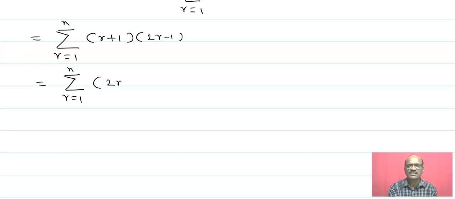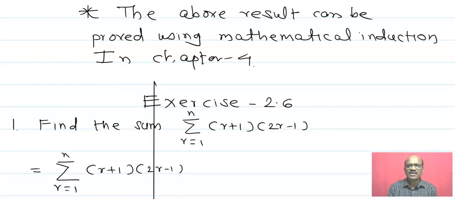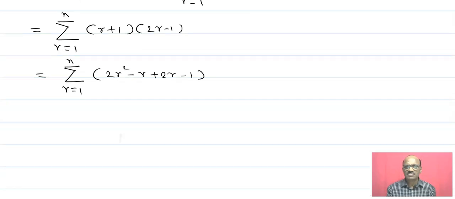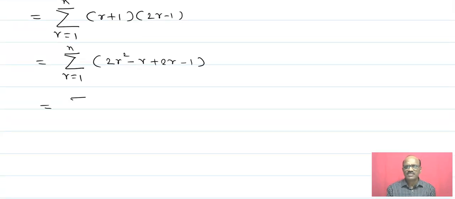First is 2r square minus r plus 2r minus 1, plus 2r minus 1. r, 2r square minus r plus 2r minus 1, bracket complete. Now evaluate this. Summation r equals 1 to n of 2r square plus r minus 1.